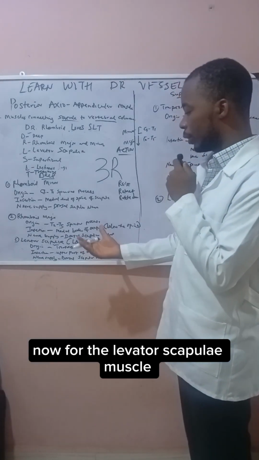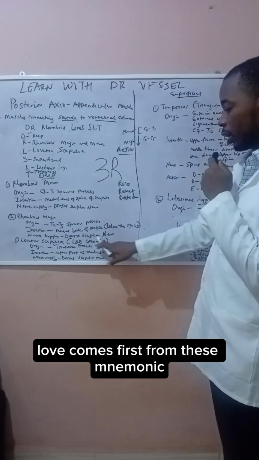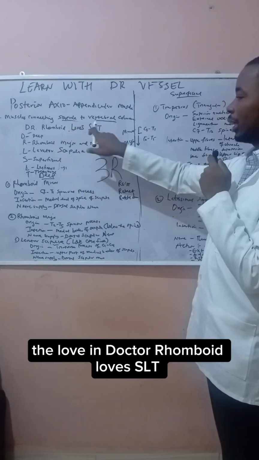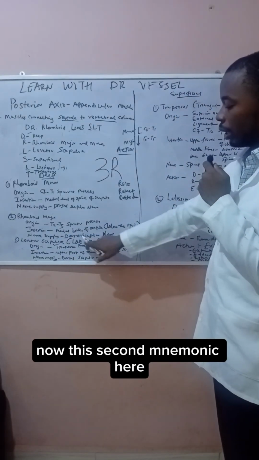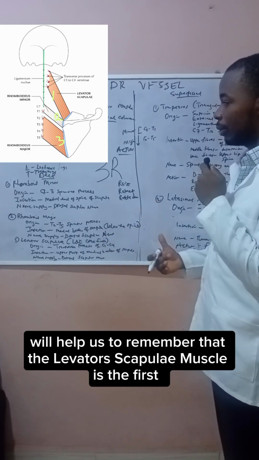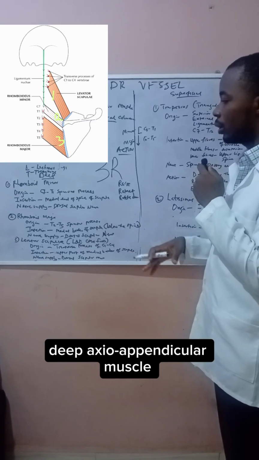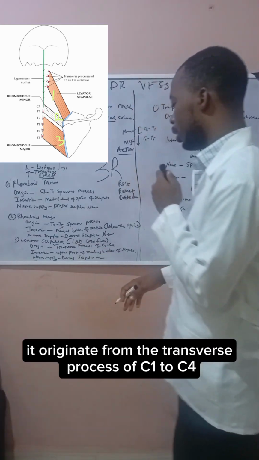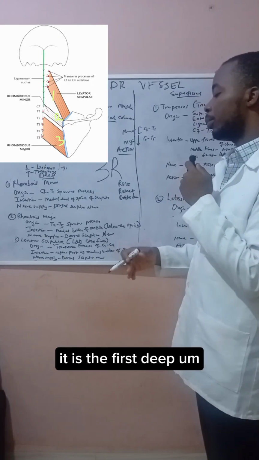Now for the levator scapulae muscle, you must note this mnemonic I wrote here: love comes first. The love in Dr. Rhomboid loves SLT helps us remember the levator scapulae muscle. The second mnemonic, love comes first, helps us remember that the levator scapulae is the first deep axio-appendicular muscle, because it originates from the transverse processes of C1 to C4.